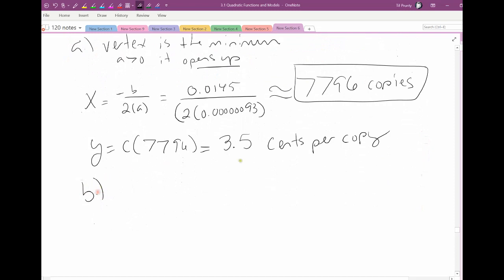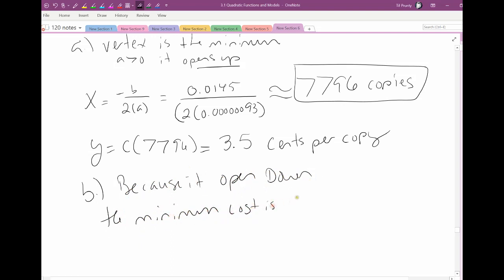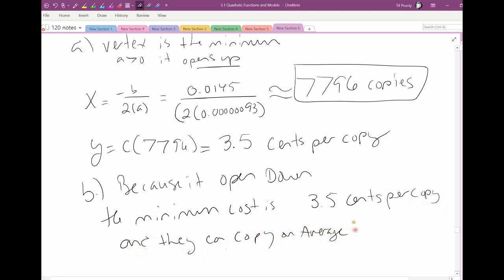All right, the vertex. So part B, once I found the vertex, well, that found my minimum. Right, because it opens up, the minimum cost is 3.5 cents. I'm going to write out the word cents per copy. And they can copy, on average, 7,796. Alright, so the minimum cost is 3.5 cents per copy. When they do 3.5 cents per copy, they have to copy 7,796. Alright, and so A and B kind of answered themselves.